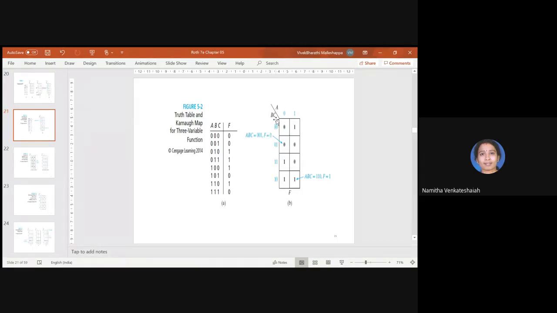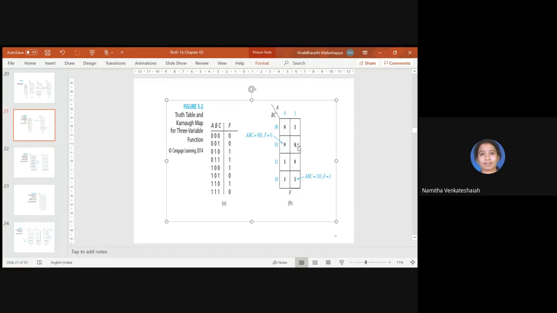And similarly here BC. 0, 0 means B is 0, C is 0. 0, 1 means B is 0, C is 1. 1, 1 means B is 1, C is 1. 1, 0 means B is 1, C is 0. So this is the 0th row. This is the first row. So this one is 0, 1. 0, 1, 0 means this is third. So mark it, write it.